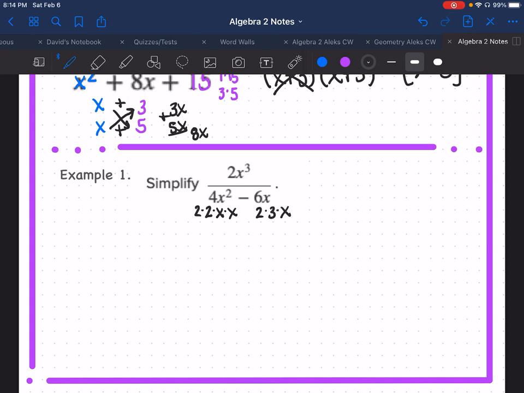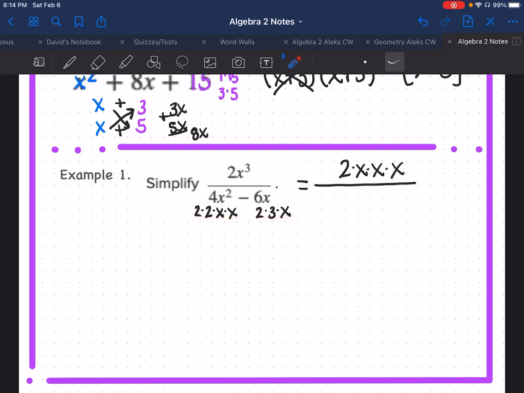Now I can go ahead and find what they have in common. Well, my numerator, 2x to the third, I could think about as 2 times x times x times x. Anytime I have something like that, I can just think of it this way. If it had been 4, I would have thought of it as 2 times 2 like I did in the bottom. Now, in the denominator, I'm going to look, what does this and that have in common?